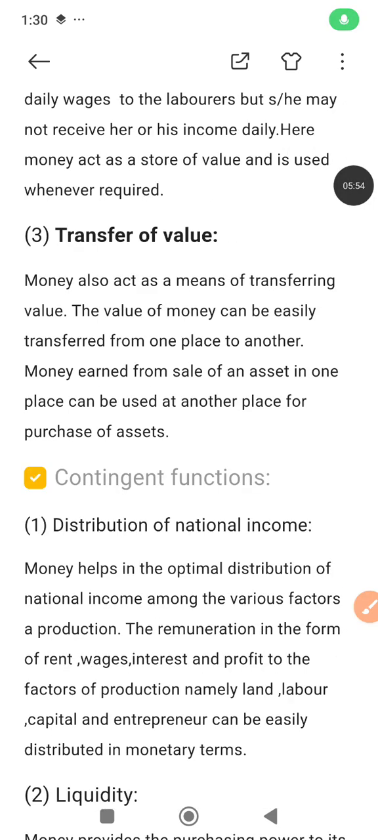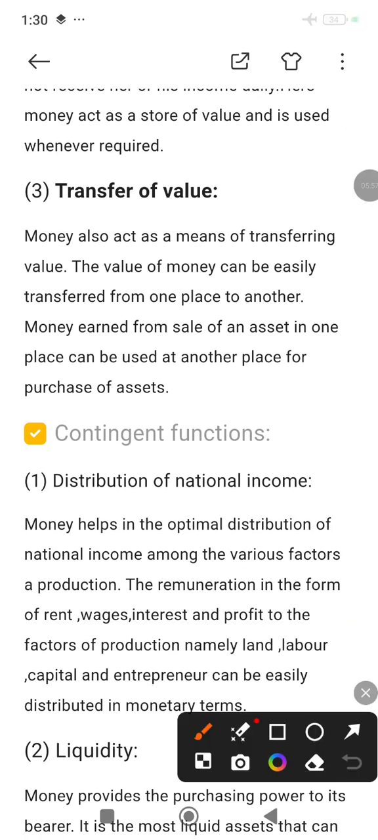Clear? Now T. T means transfer of value. Money also acts as a means of transferring value, because the value of money can be easily transferred from one place to another place. Money earned from sale of an asset in one place can be used in another place for purchase of assets. Suppose you are going to sell your old home, and after getting the money you can purchase property in the new town also, because money has transfer of value.